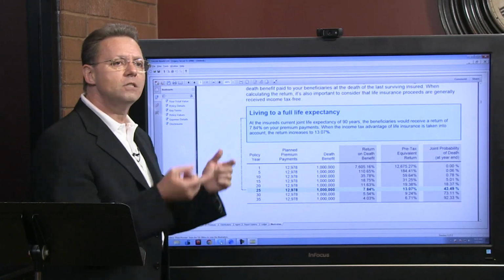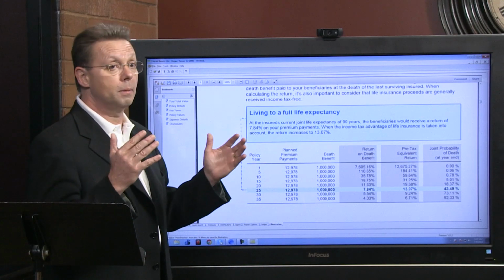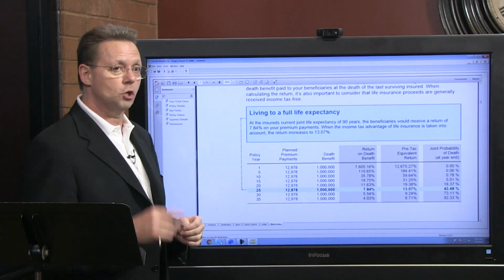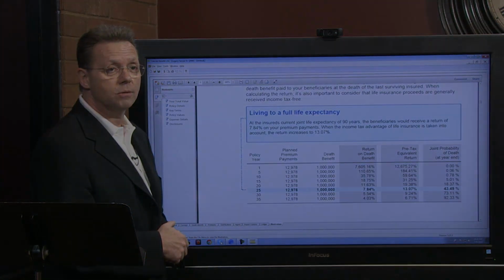Tomorrow, when we come back into this illustration system, we're going to walk through a bit of the mechanics and the policy expenses that go along with survivorship contracts.